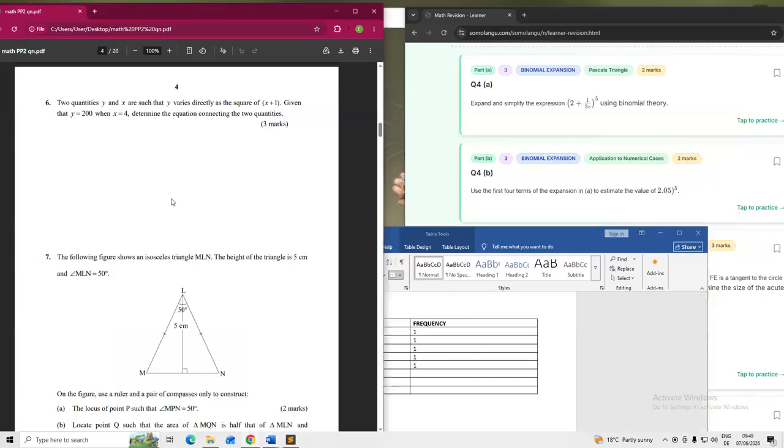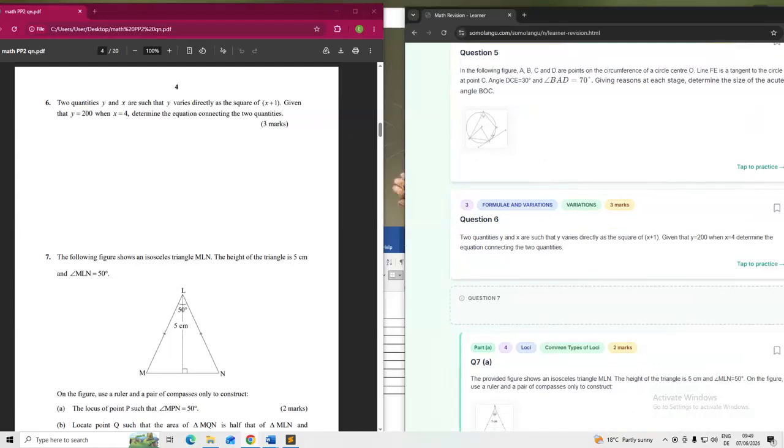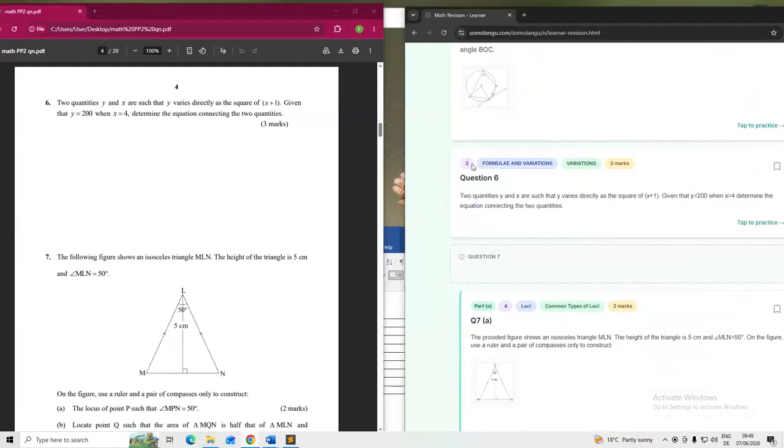We proceed to question number 6. Two quantities y and x are such that y varies directly. Determine the equation connecting the two quantities. Somolangu tells us this is a Form 3 topic that tests formulae and variations, and more specifically, variations.